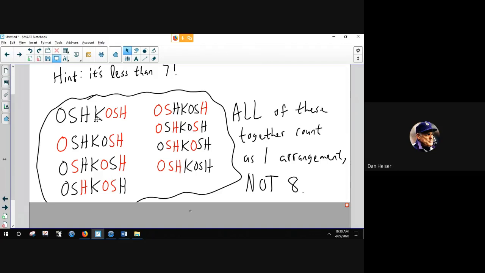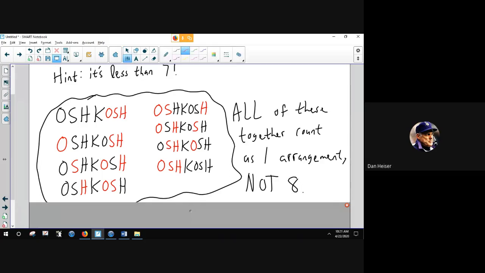Now, if I were to switch the H and K, that would be a new arrangement. If I were to switch the O and the S, that would be a new arrangement. But switching two letters that are alike, here I switched the two O's, here the two S's, I did not make a new arrangement. It's still the original one. So that doesn't count. We need a way to divide out all of these repeats.